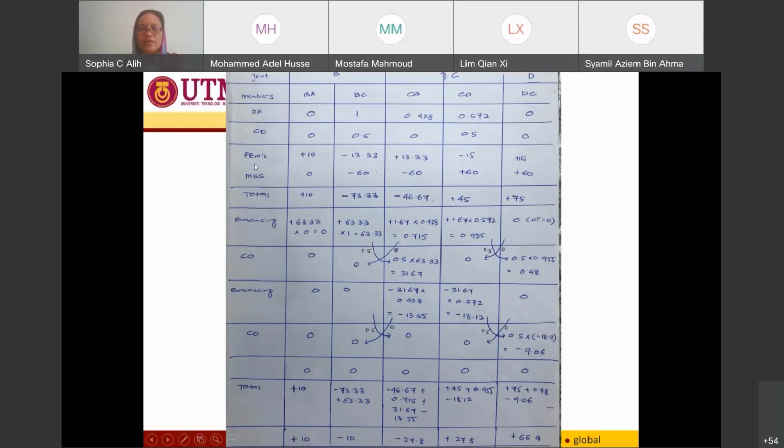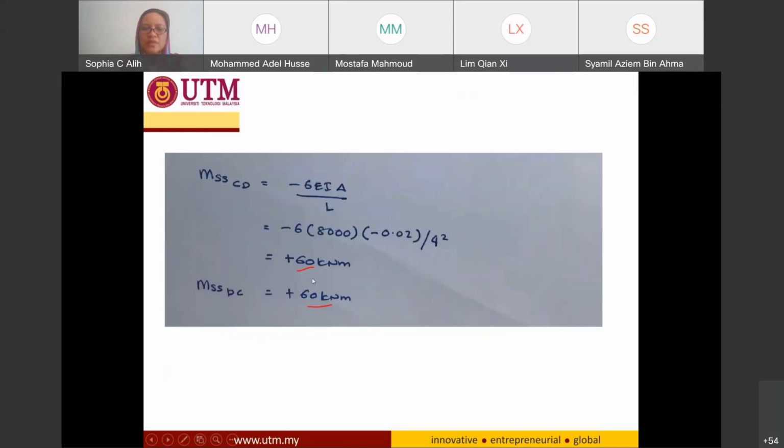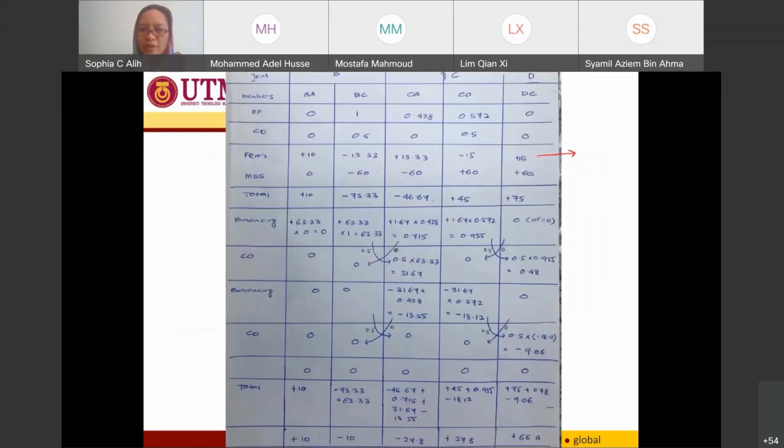And the fixed end moment also is going to be similar until here: positive 10, negative 13.33, positive 13.33, negative 15, positive 15. So until here is the same with the previous example. Now the only thing that we add is the moment due to support settlement, in which the moment due to support settlement for BC is negative 60, CB also is negative 60, CD positive 60, and DC also positive 60. So this is where you have it.